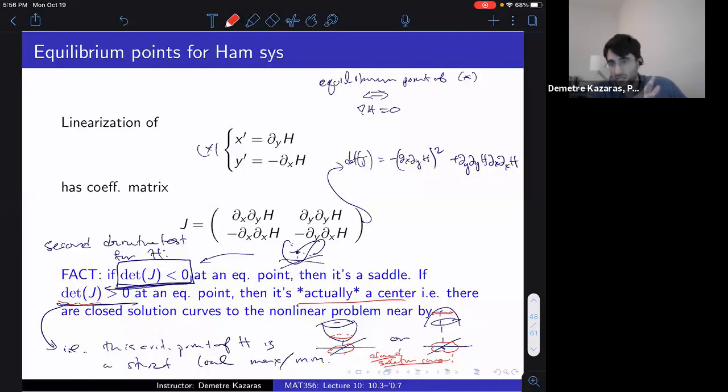Of course, you might remember with the second derivative test, if the determinant of the Hessian is 0, then the second derivative test doesn't say much. So then you can't really conclude anything. But that's non-generic, so let's not worry about that too much.